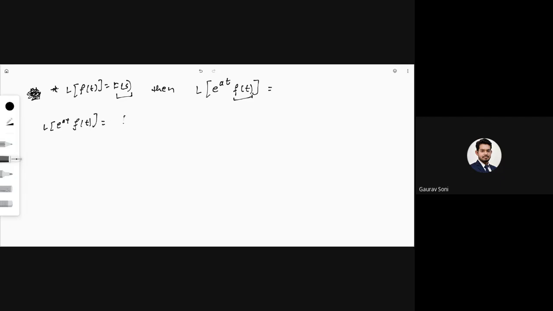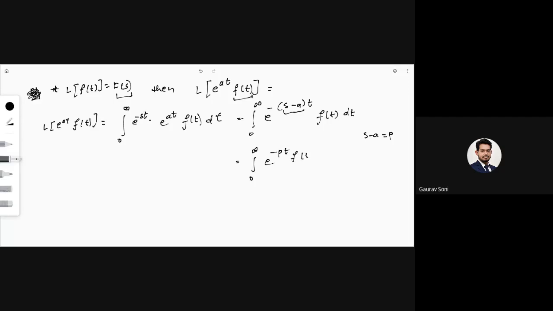integral 0 to infinity e to the power minus st e to the power at f of t dt. So integral 0 to infinity, minus sign common, we will have e to the power minus s minus a times t f of t dt. So what I'm going to do is now I'll call this s minus a equal to p. Then what is happening? Integral 0 to infinity e to the power minus pt f of t dt.